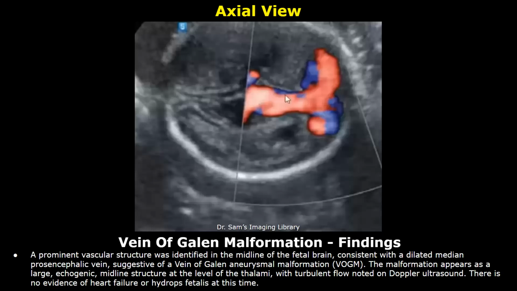The malformation appears as a large echogenic midline structure at the level of the thalami, with turbulent flow noted on Doppler ultrasound. There is no evidence of heart failure or hydrops fetalis at this time.